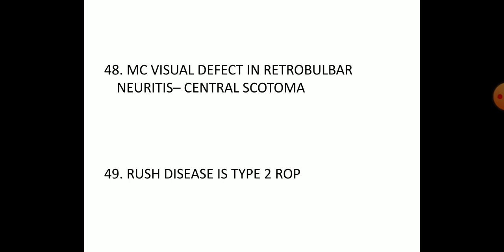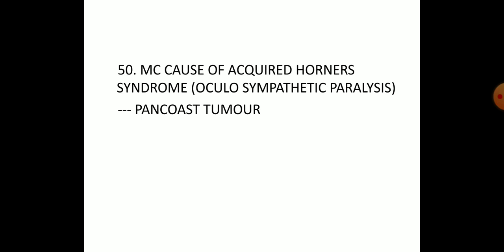Rush disease is type 2 ROP. The most common cause of acquired Horner's syndrome or oculosympathetic paralysis is Pancoast tumor.